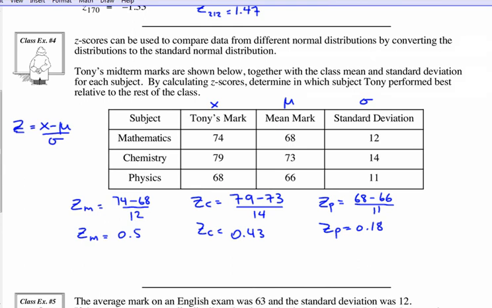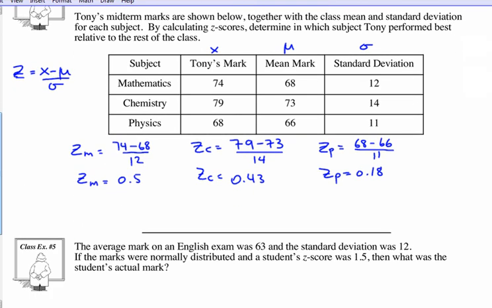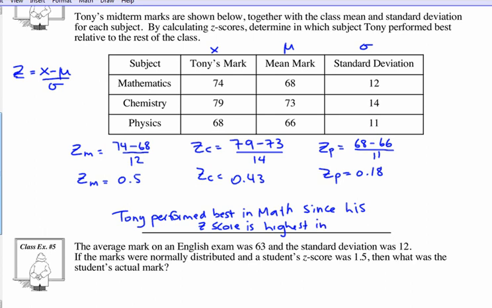So in all of these, he's above class average, but he's doing the best in mathematics. So Tony performed best in math as his Z-score is highest in that class. So Tony performed best in math since his Z-score is highest in that class.